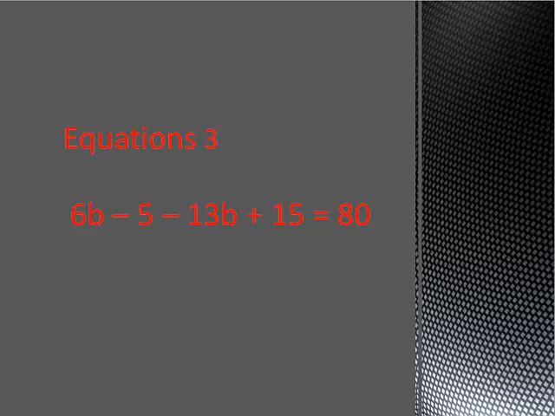In the last lesson you learned to highlight pronumerals and add together like terms if they were on the same side of the equal sign, such as the equation below. The 6b and the negative 13b are both on the left-hand side of the equal sign. But what if they're not? What if the pronumerals are on opposite sides of the equal sign? This is what we're going to learn about today.